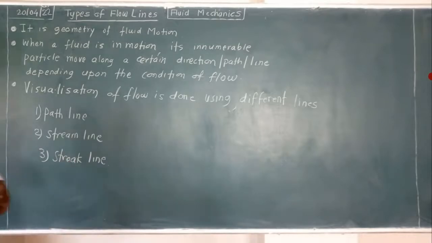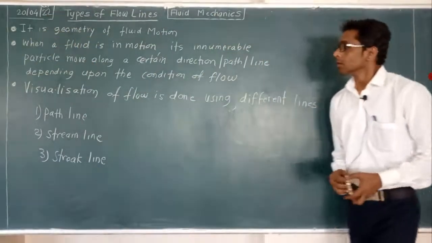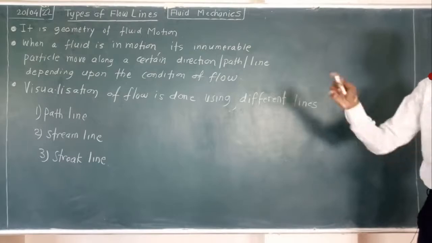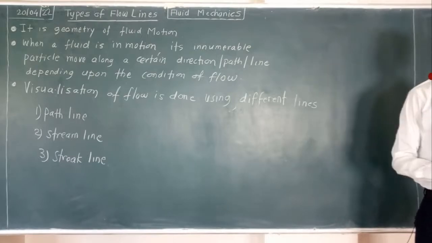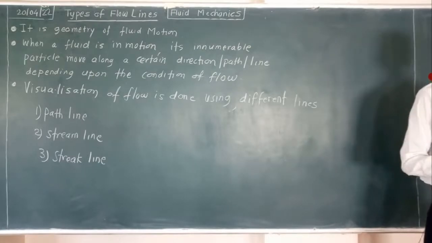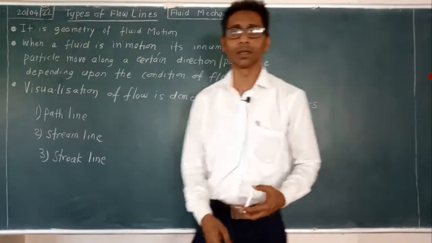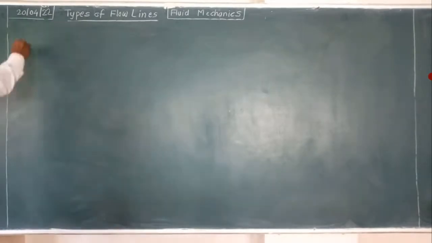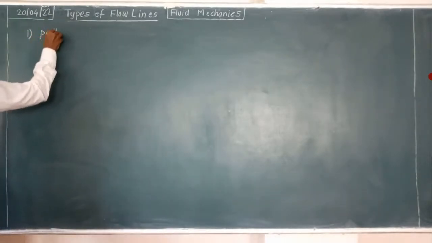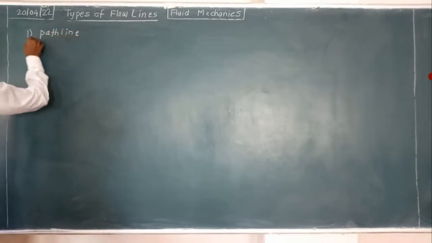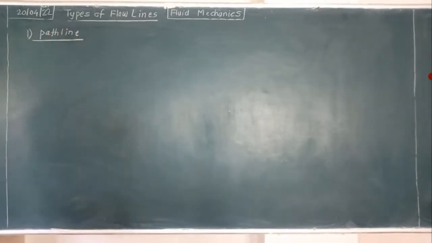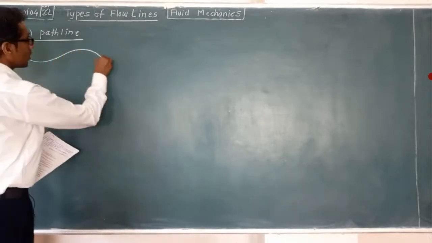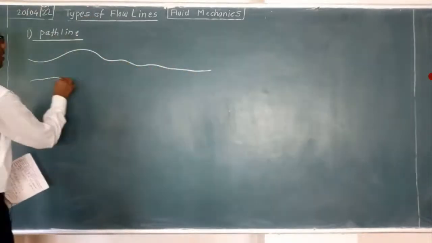So these three lines. The first line, path line, has some meaning with its own title, but streamline and streak line have a somewhat technical aspect. That we will see one by one. So first, path line, how it looks. For that we will have one picture.